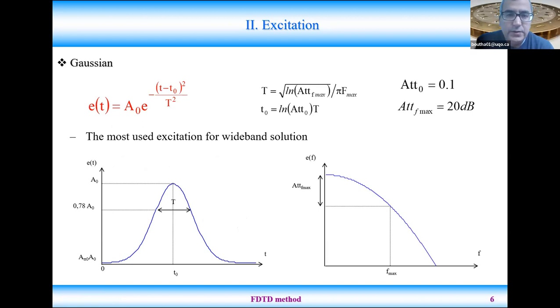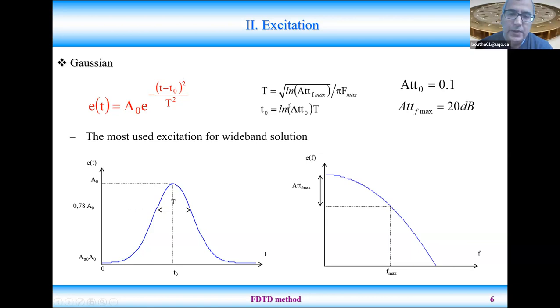The Gaussian excitation or Gaussian pulse is used a lot actually in FDTD, because a Gaussian in time domain is also a Gaussian in frequency. And if your pulse is narrow, if the T here is small, you will get a large Gaussian here, so you get a solution in wide frequency band. So we write the excitation like this, E of t equals a naught exponential minus (t minus t naught) squared over T squared.